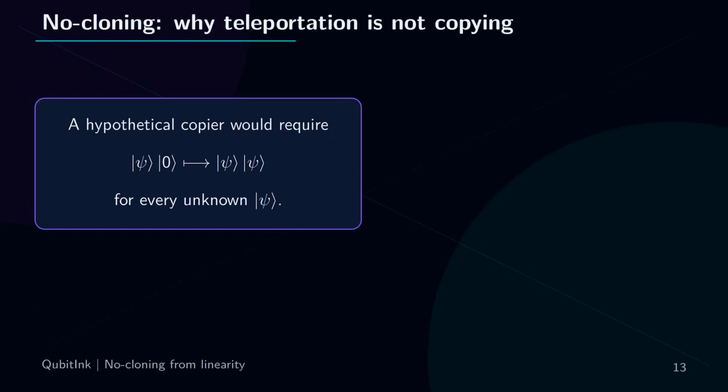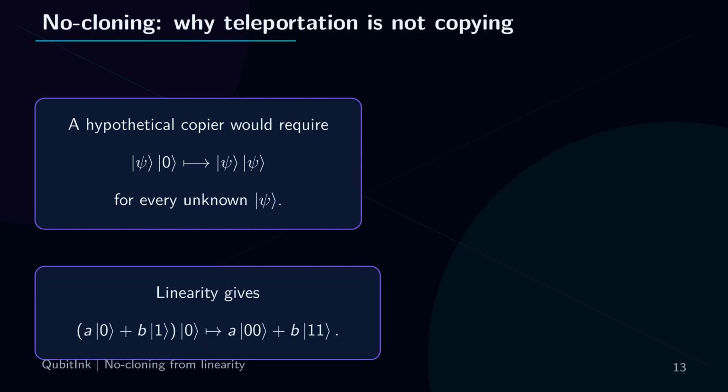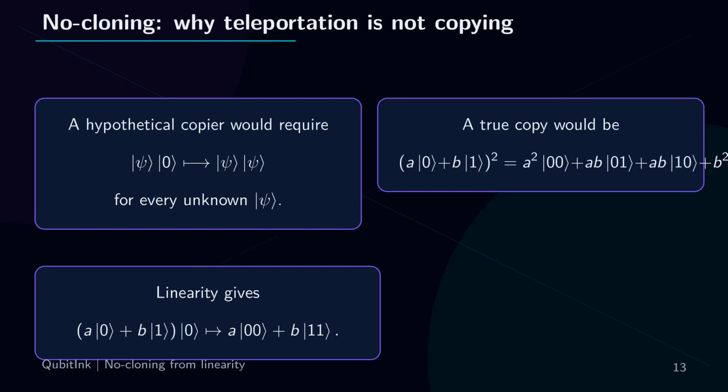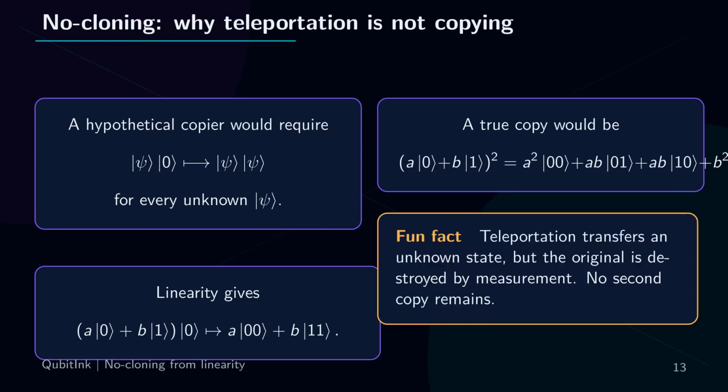Before teleportation, we must understand why it is not copying. A perfect unknown state copier would take ket psi ket 0 to ket psi ket psi for every possible ket psi. But quantum evolution is linear. If ket psi is a ket 0 plus b ket 1, the controlled NOT style copying attempt produces a ket 00 plus b ket 11. A true copy would contain extra cross terms, a b ket 01 and a b ket 10. They are not the same state. This is the no cloning lesson.